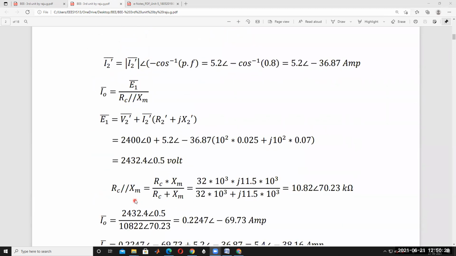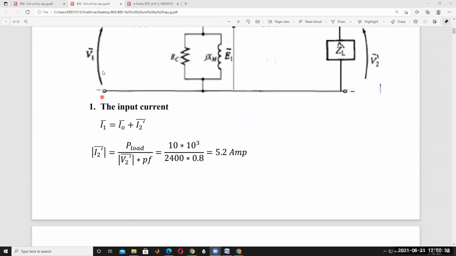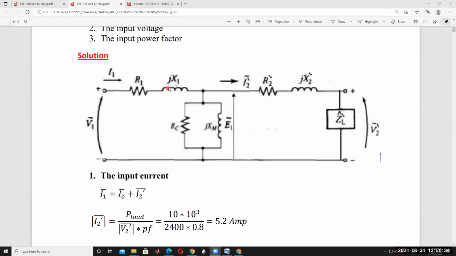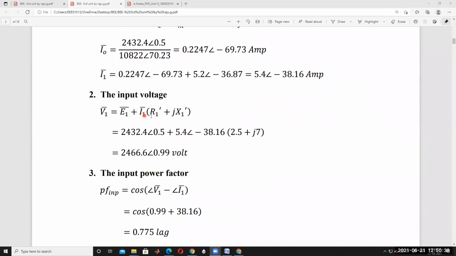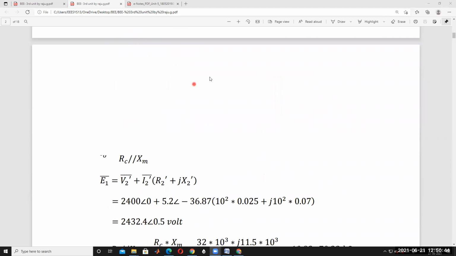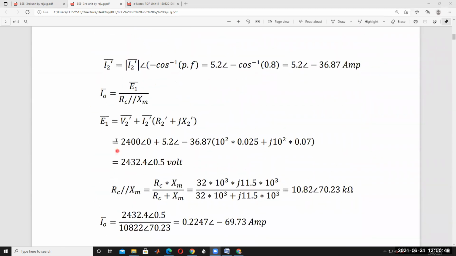And then how to get the input voltage? From this relation, V1 is equal to E1 plus I1 into R1 plus jX1. That is called the input voltage. You know well E1, this EMF induced is E1. From the relation E1 is equal to E2 dash plus I2 into R2 plus jX2, you will get V1.